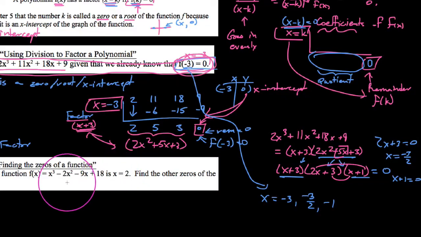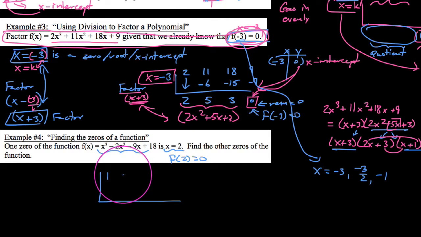So we're going to try this again one more time with this function right here. It says a 0 of this function is x equals 2. What this really means is f of 2 equals 0. It also means that if we were to drop in the coefficients of this and do some synthetic division, 1, -2, -9, and 18, and then put this x value out here, x equals 2, we are going to find a few things.